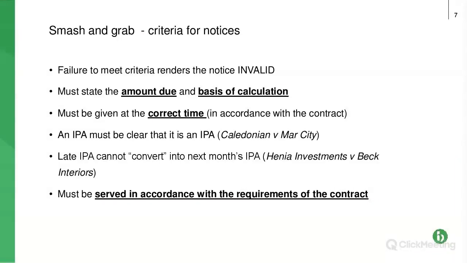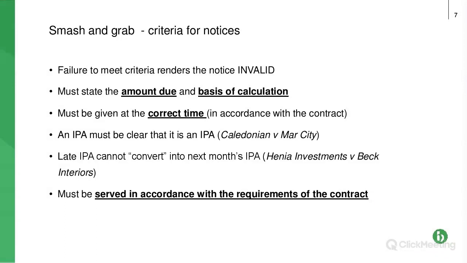Basis of calculation is fairly easy, in that you will usually have a spreadsheet, probably based on your activity schedule if you're on NEC, or your pricing mechanism on a JCT, and it'll just go through and state 50% complete, etc. But remember that it must state the basis of calculation. Contractors, if you're doing a payment notice or pay less notice, bear in mind those two criteria as well, because they apply to all of these notices.